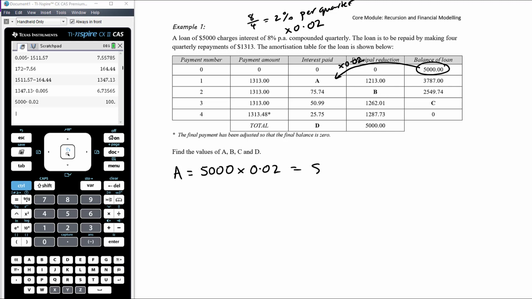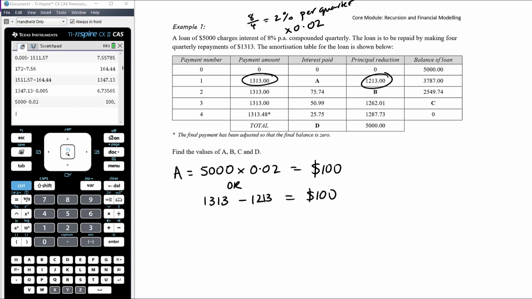And so that is $100. Okay. The other way though that we could do it is we could see that actually the payment was $1,313 and the principal reduction is only $1,213. So the other way we could do it would be to do 1,313 minus 1,213 to see that we've got a $100 reduction.